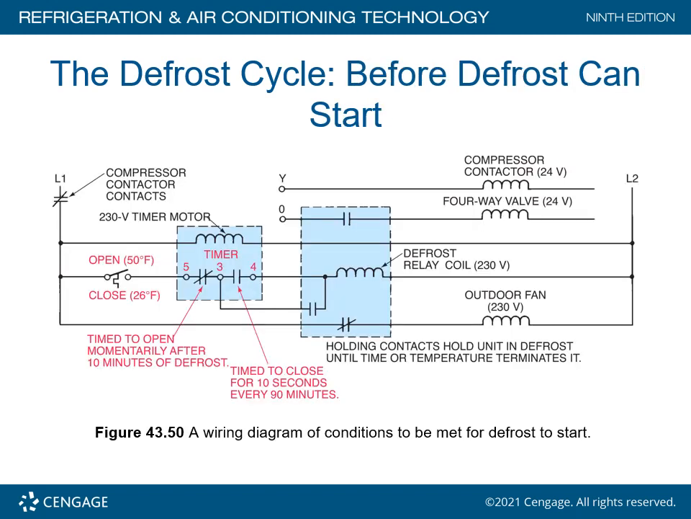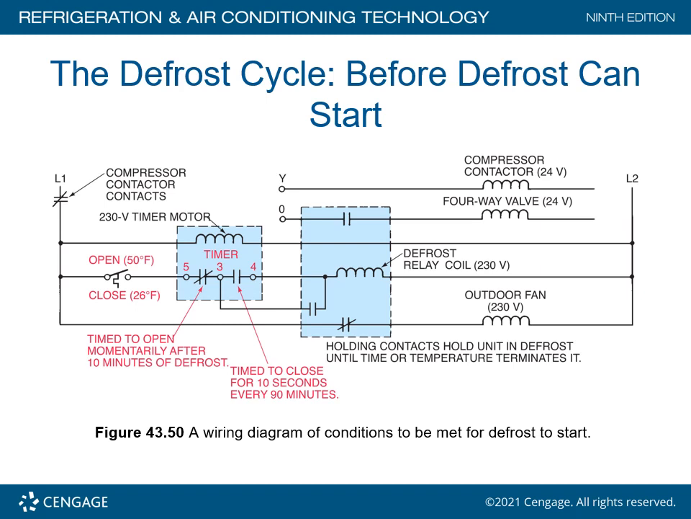Defrost cycle, before the defrost can start. If you take a look at this electronic timer, here we have L1 and we have L2. That indicates that we have 230 or 208 volts. Here we have compressor contactor, terminal Y. Here's the O terminal, okay? In this application, the O terminal is going to do what? Energize the four-way valve. In some units, it'll be the B terminal.